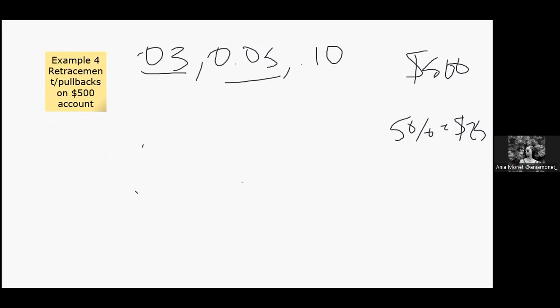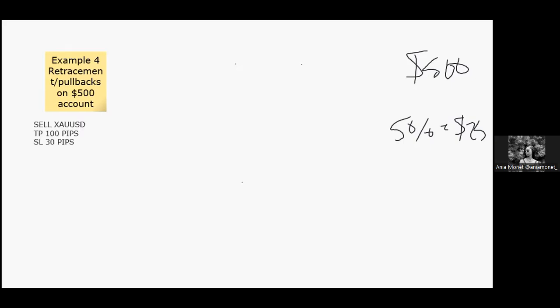Oh man, I deleted the trade again. Okay. XAU USD, and leave it right there.